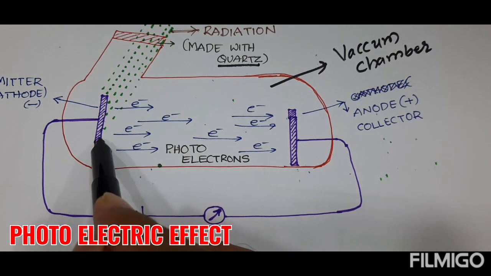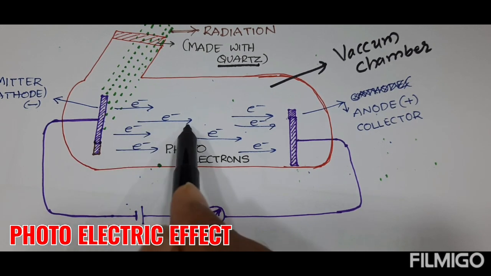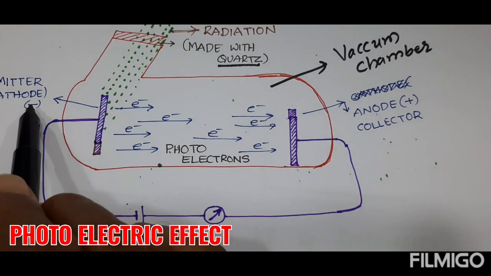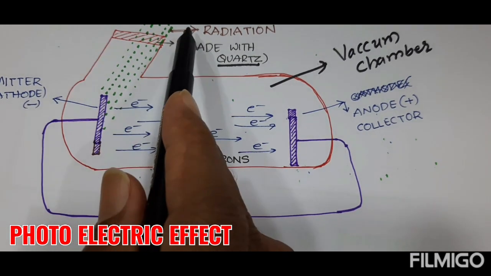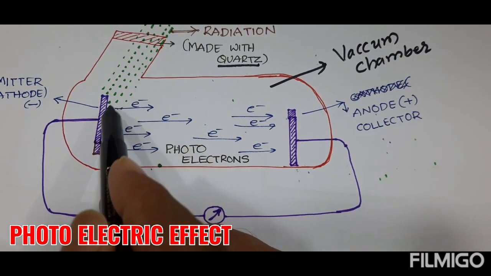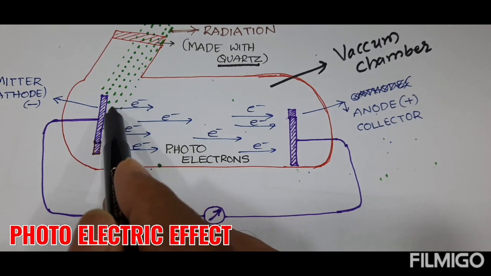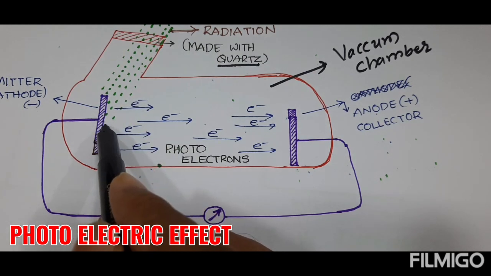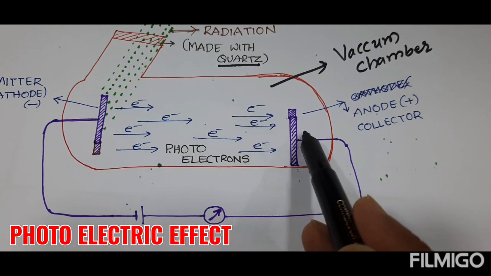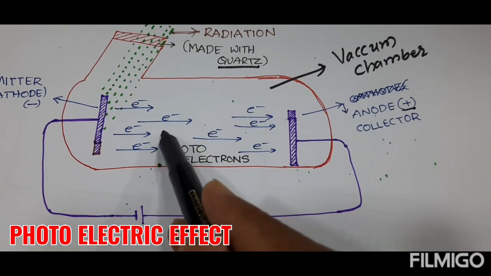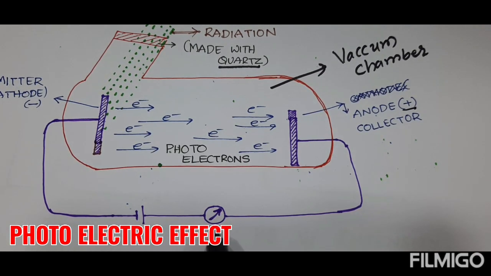When the radiation falls on this cathode plate, electrons are ejected due to the photoelectric effect. What is the proof? This cathode is negatively charged, this anode is positively charged. Because of radiation falling on this sheet, electrons are ejected out. Generally electrons are negatively charged, they travel towards the anode. This will be noticed by observing the deflections in the galvanometer.